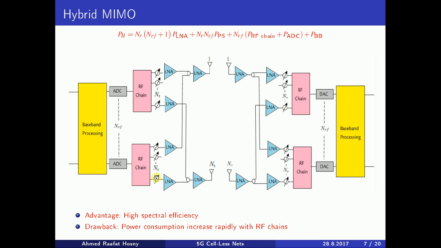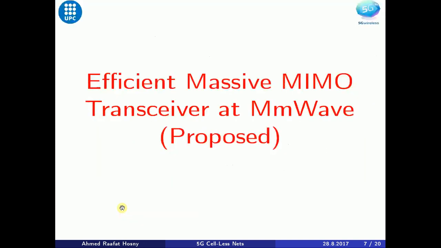So the idea here is reducing the number of RF chains and putting a large number of phase shifters, because the power consumption and the cost of the phase shifter is much lower than the RF chain. The advantage of this architecture is the high spectral efficiency approaching the conventional MIMO, but the drawback is that the power consumption may increase rapidly with an increasing number of RF chains, maybe higher than the conventional MIMO architecture.